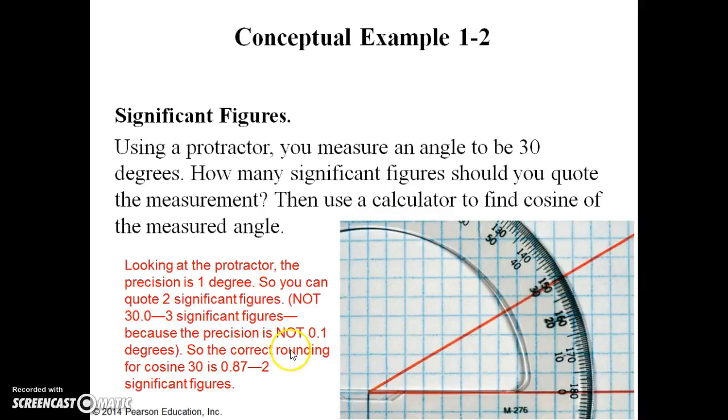So the correct rounding for cosine of 30 would be 8.87, which is 2 significant figures.